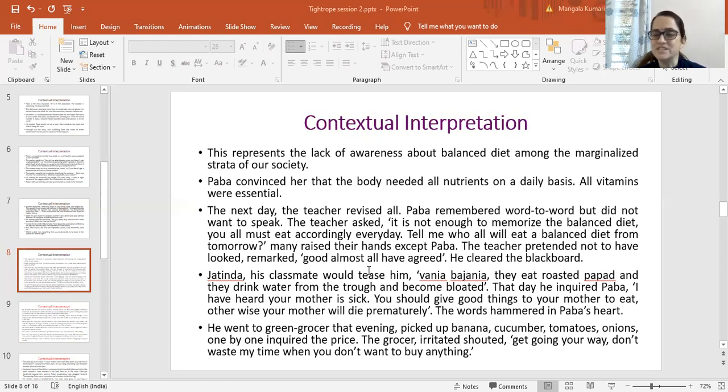So it is a kind of mischievous act done by Jatinda. He is also a seventh standard student. He is unaware of all those things, casteism and hurting other caste people's feelings. He is a small boy, innocently doing mischief, right? And that day when Baba was drinking water, he said, I have heard your mother is sick. You should give good things to your mother to eat, otherwise your mother will die prematurely.